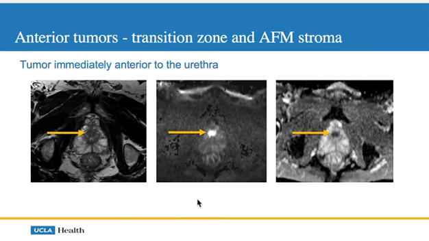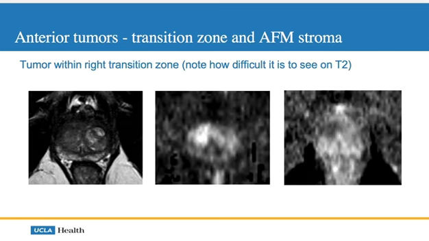So this is an interesting example. And again, potentially easy to miss this on your T2, but if you scroll through on the DWI, you clearly see something. On the ADC, you clearly see something. And so sometimes you go back and look at your T2 and say, oh yeah, boy, there's something there. Let's look at another example.